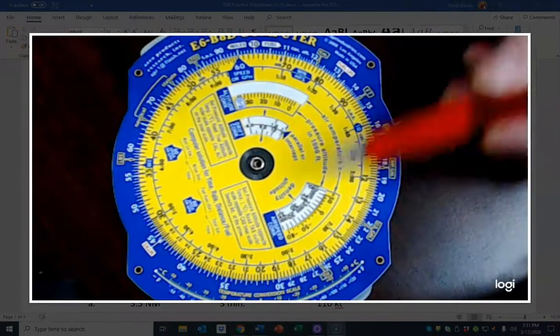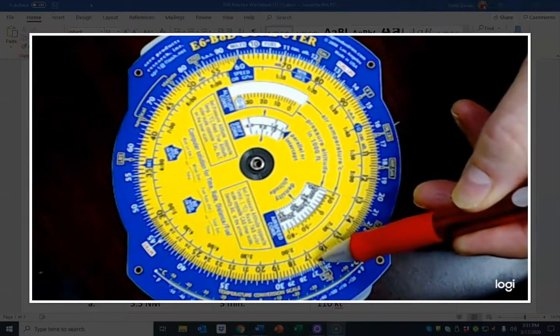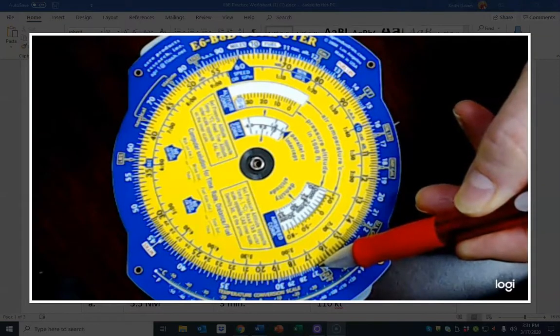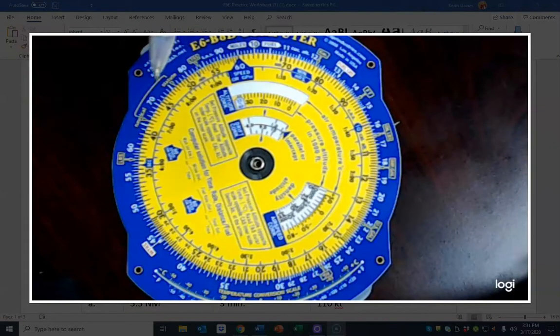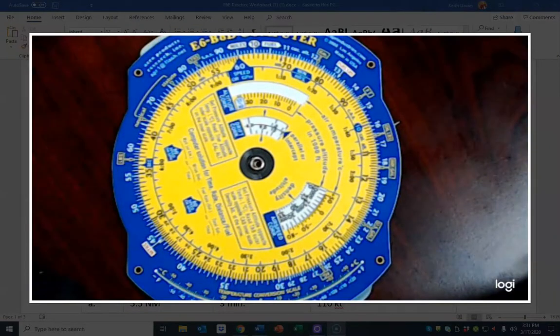Okay, now notice right here, there's the 17 minutes. Read straight out to the outside for your distance. It's just maybe a tenth less than 27 miles, 26.9. So right about 27 miles. That's how you'll do finding distance from ground speed and time.